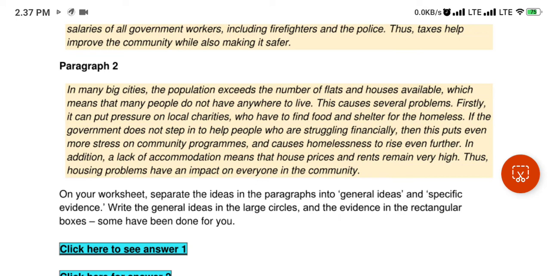If the government does not step in to help people who are struggling financially, then this puts even more stress on community programs and causes homelessness to rise even further. Also, a lack of accommodation means that house prices and rents remain very high. Thus, housing problems have an impact on everyone in the community.